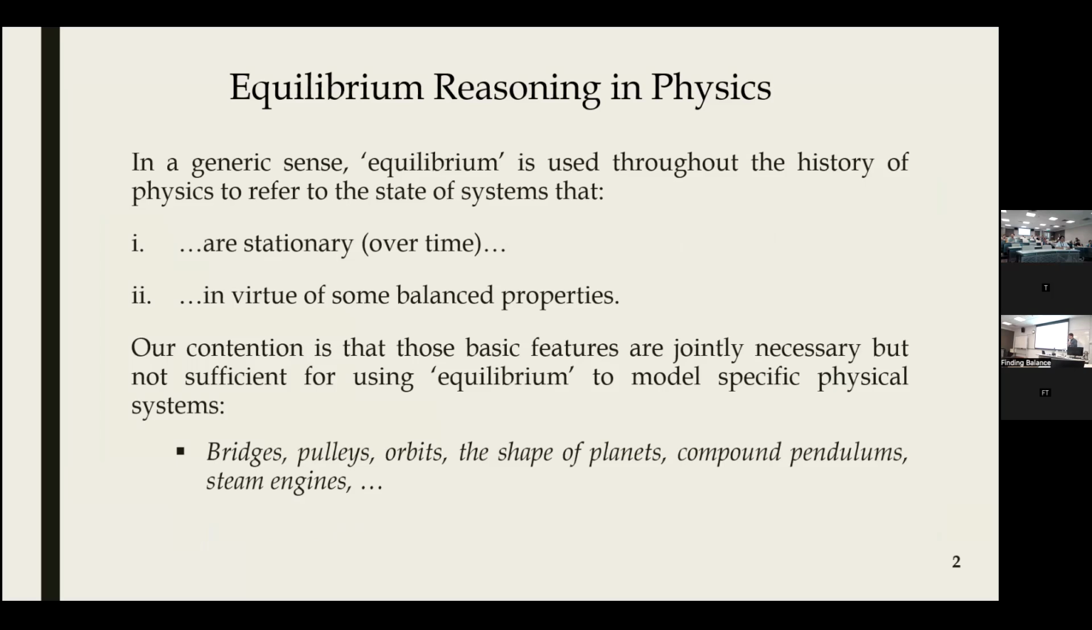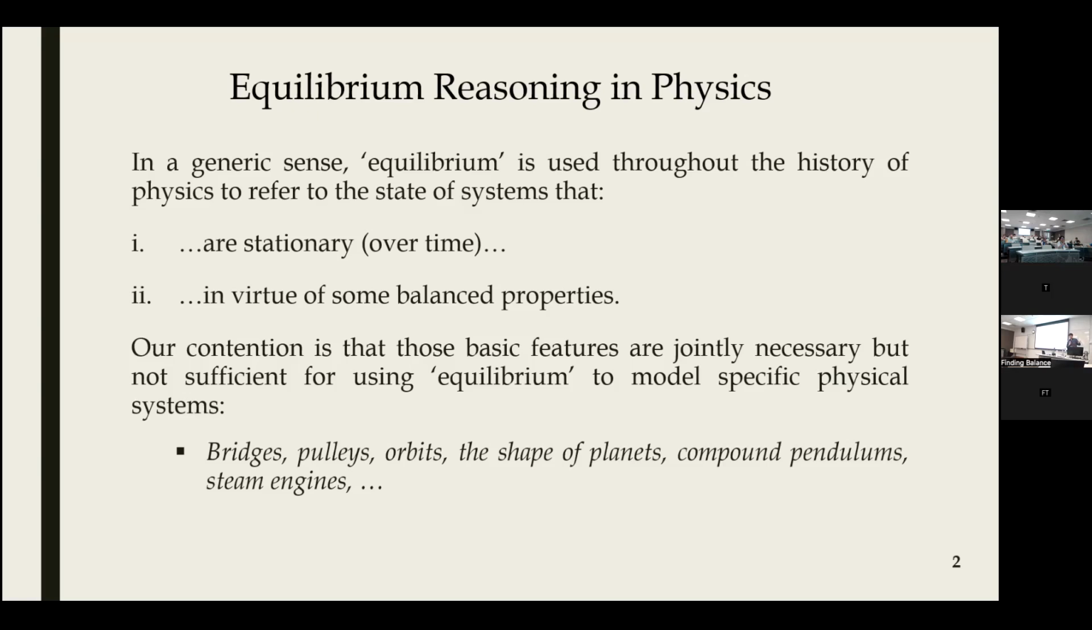of equilibrium is old, and as you all know from all the talks on the different topics they're going to give, it's widespread. And at least in the history of physics, there's a generic sense of equilibrium that's used throughout the history of physics, right? And there's some minimal criteria. We think of systems that are in equilibrium to be at least stationary over time, usually. And they are stationary in virtue of some kind of balance relation between some properties that can explain that stationarity.